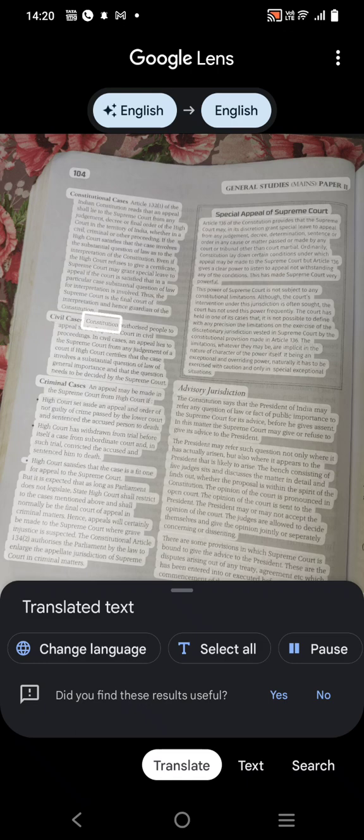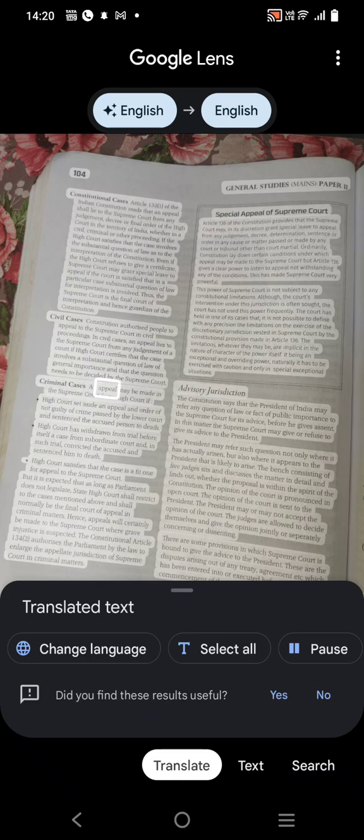Civil cases. The Constitution authorizes people to appeal to the Supreme Court in civil proceedings. In civil cases, an appeal lies to the Supreme Court from any judgment of a court if the High Court certifies that the case involves a substantial question of law of general importance and that the question needs to be decided by the Supreme Court.